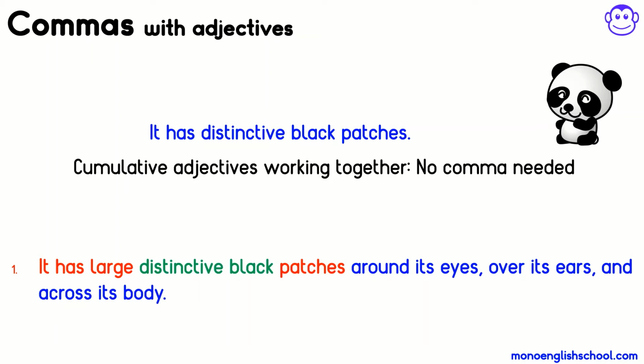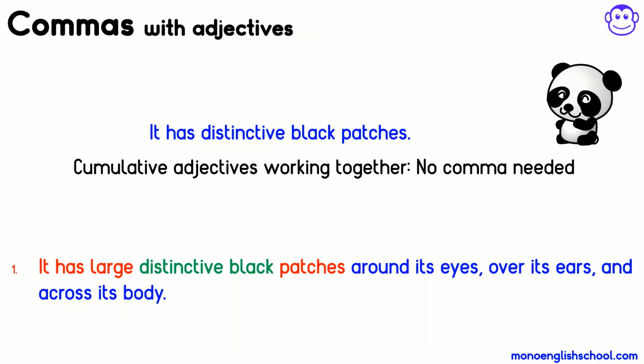In this clause, distinctive and black are cumulative adjectives. This means that they are working together in the sense that black adds to the description of the distinctive patches in a cumulative way. Or from an alternative perspective, you could see that distinctive is not modifying patches, but it is modifying the black patches as a single unit of meaning. In other words, the clause is not stating that the panda has distinctive patches that happen to be black, but that the blackness of the patches is why they are distinctive.